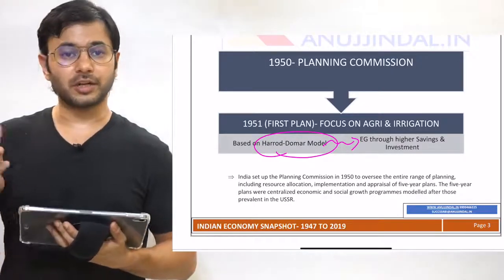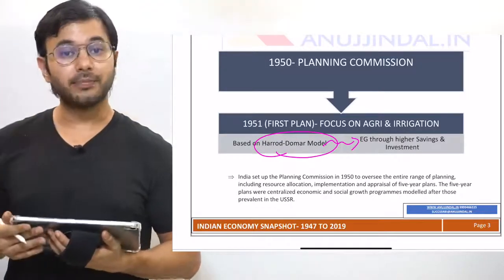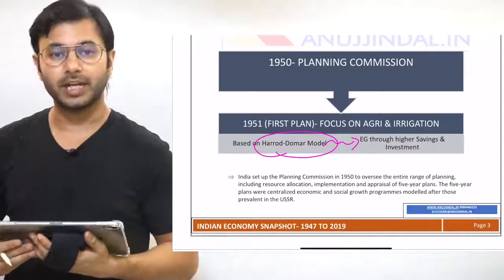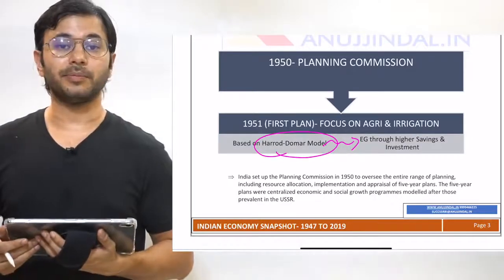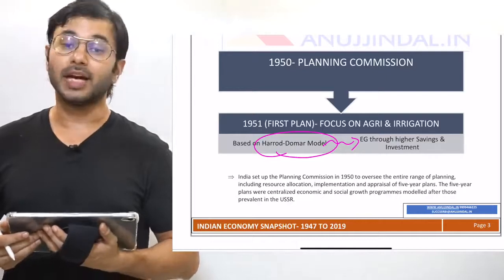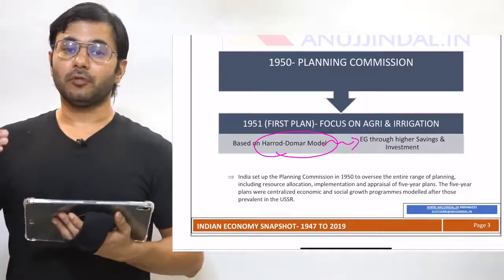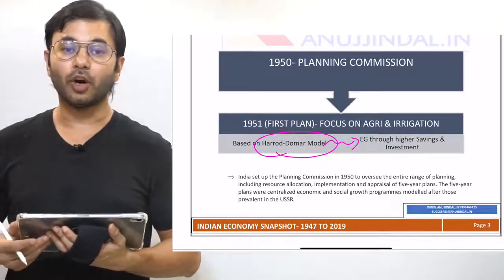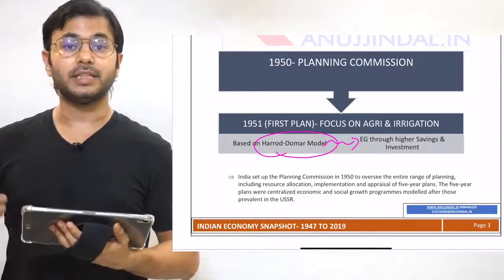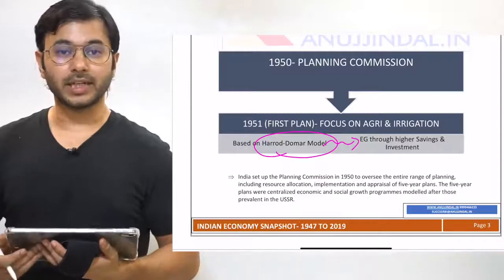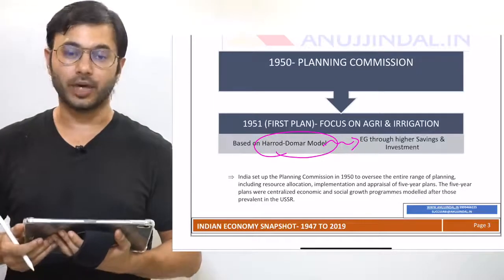According to this model, if a country has high savings, that means there is more money for investment in the economy, and that means more economic growth. At the same time, if the capital output ratio is high, that means for per unit of capital that the economy is putting into the system, the output that is being provided or enjoyed by the economy is very high.